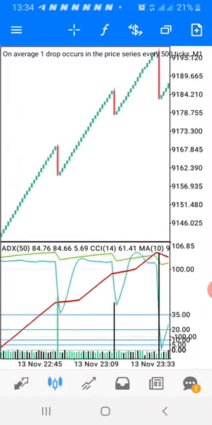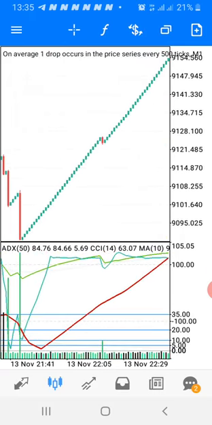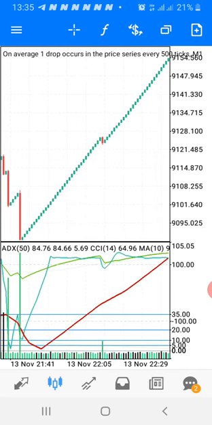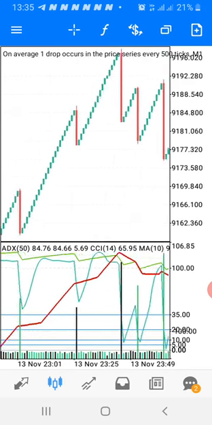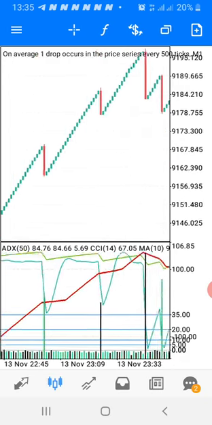Yeah, this is it. You see what I'm saying? It crossed here, but it didn't sell. It crossed here, but it didn't sell. Look, it didn't sell. It didn't sell until finally here, which is when I place it here.